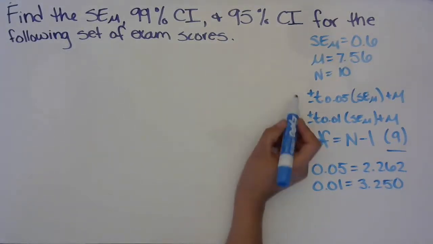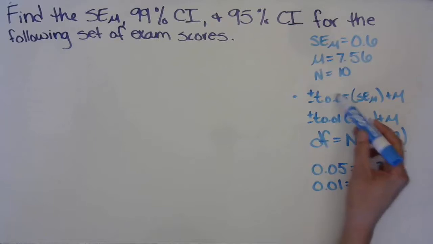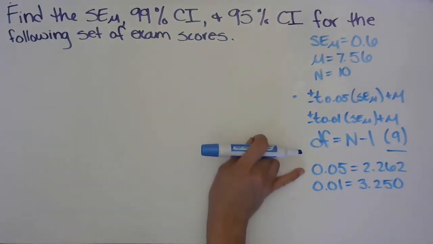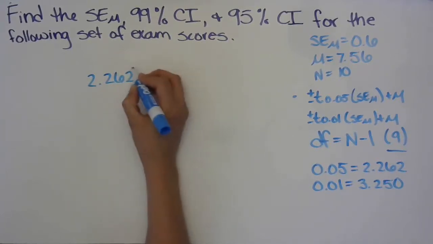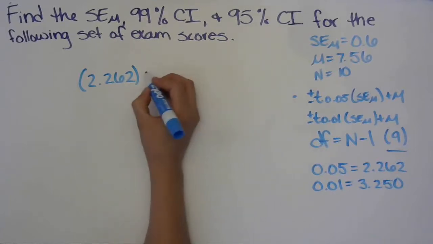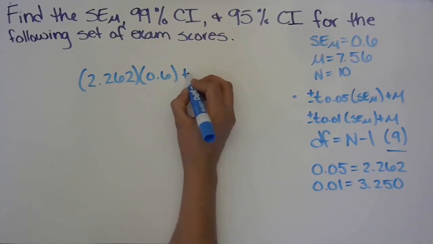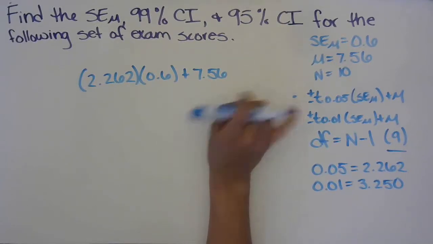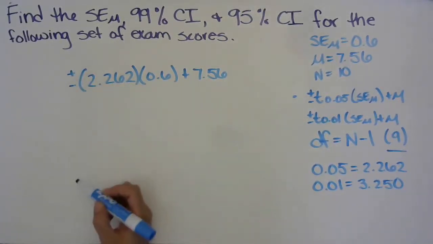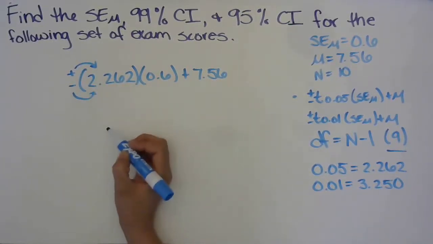So let's go ahead and get started on this one here. So we are going to plug this number in here. This is your critical value. We're going to plug that in for this right here. So if we're starting with the 0.05, that is 2.262 times the standard error of the mean, which is 0.6, plus our mean of 7.56. Okay, now if you notice here, there's a plus and a minus sign. That means that we are going to have to do this problem twice. Once with this value being a positive, and then once with this value being a negative.